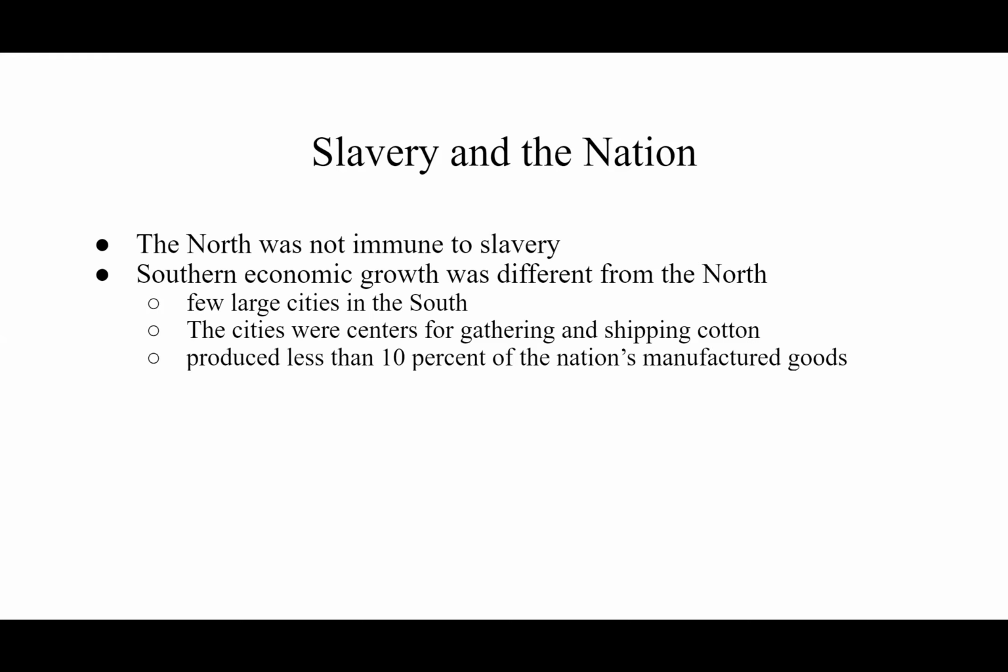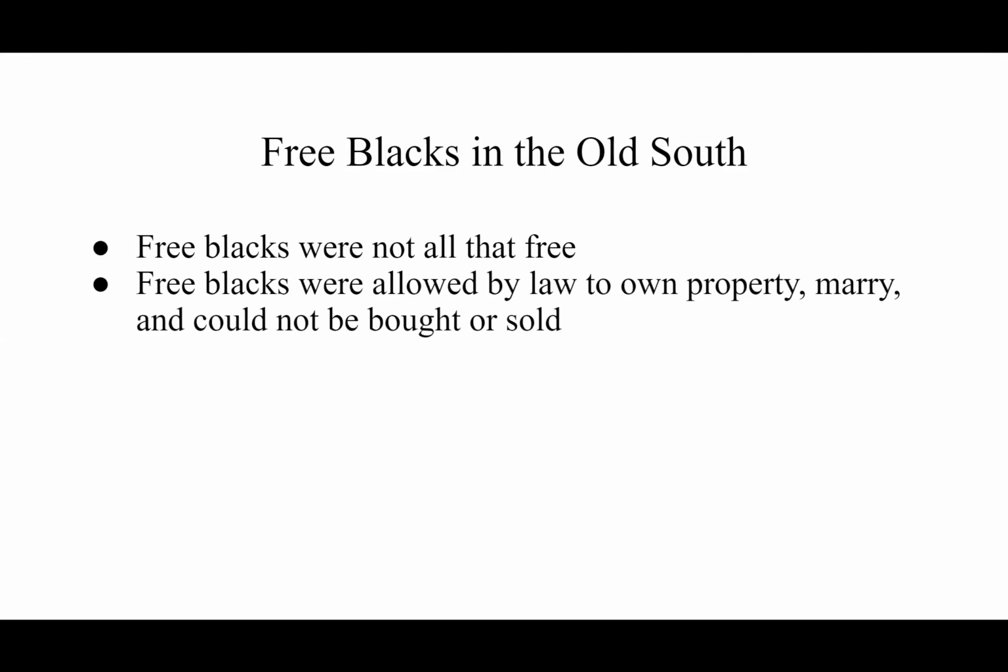The South is still very agricultural with large plantations. There were some blacks in the South who were free blacks, meaning they weren't slaves. But even though they weren't slaves, they didn't really have a lot of freedoms in the South. They were allowed to own property. They could get married without anybody having a say in that. And they could not be bought or sold, which was really the key thing that made them different from slaves.